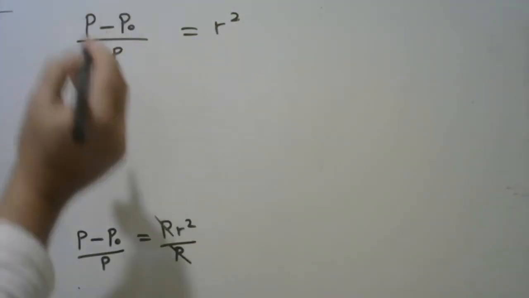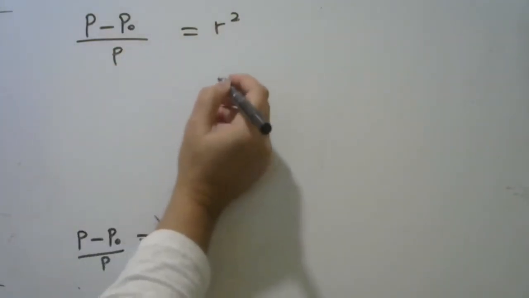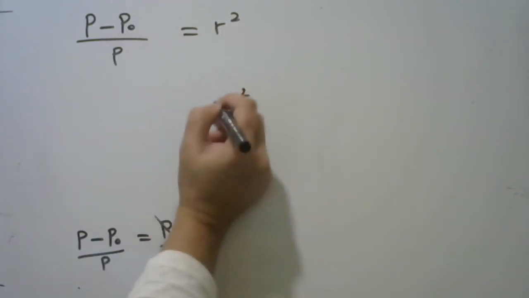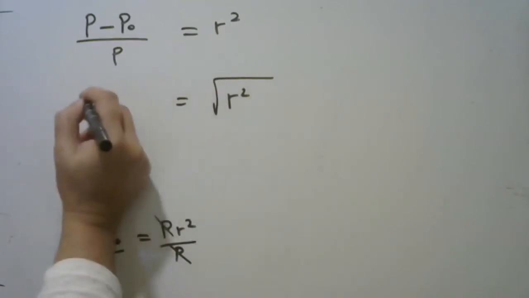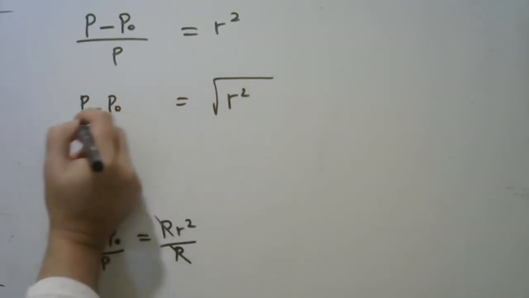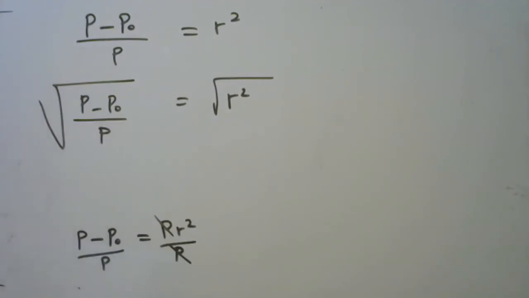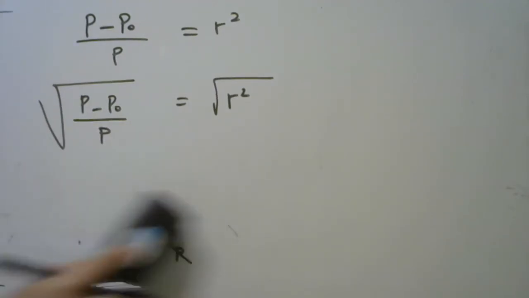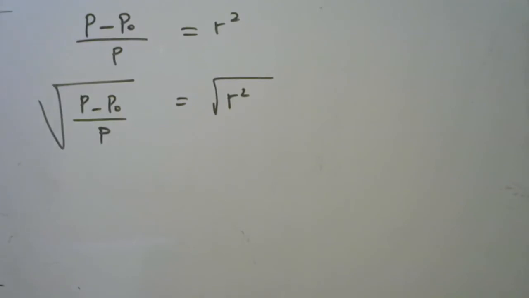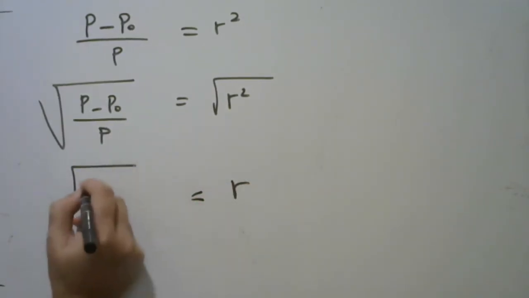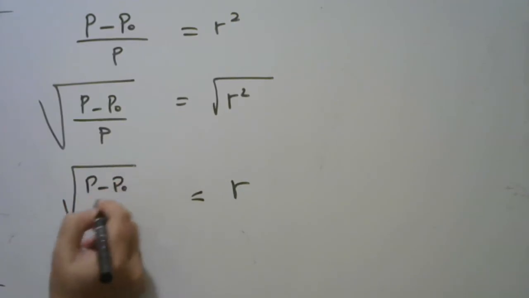Now to get R, we simply square root both sides. So the square root of R squared is equal to the square root of P minus P naught upon P, everything square root. Now when you square root R squared, you're going to get R. So R is equal to the root of P minus P naught upon P.